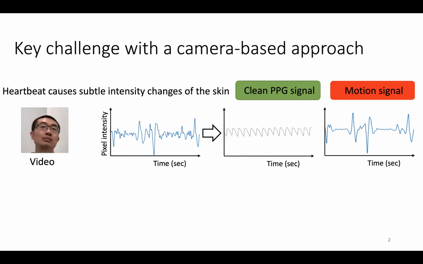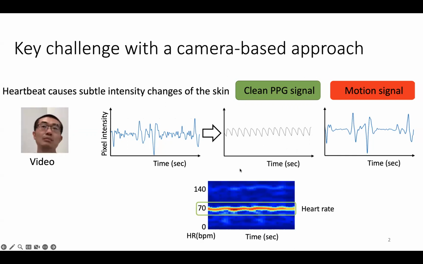In this video, where the person is moving, the light intensity at any point on the face changes with the head rotation movement. The recorded pixel intensity then consists of a small pulsatile heart rate signal called the PPG signal, along with a very large signal which arises from the movement of the person. Ideally, the spectrogram of this clean PPG signal indicates a strong dominant signal at the heart rate frequency.